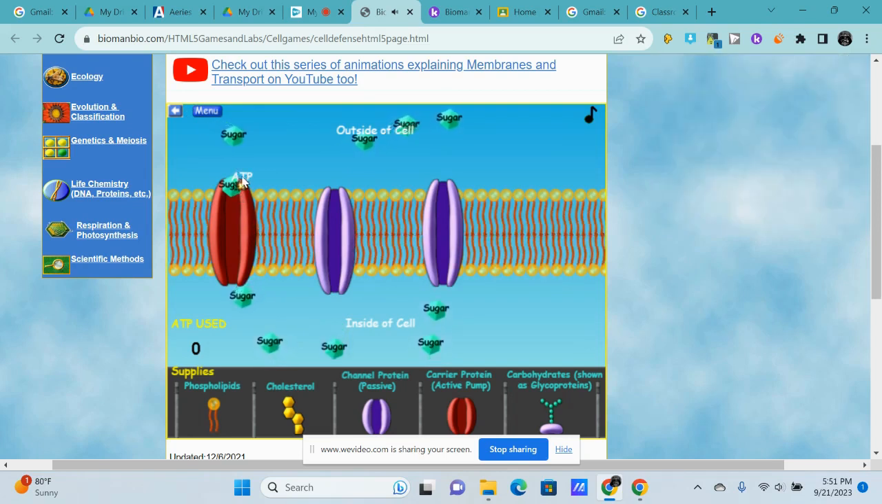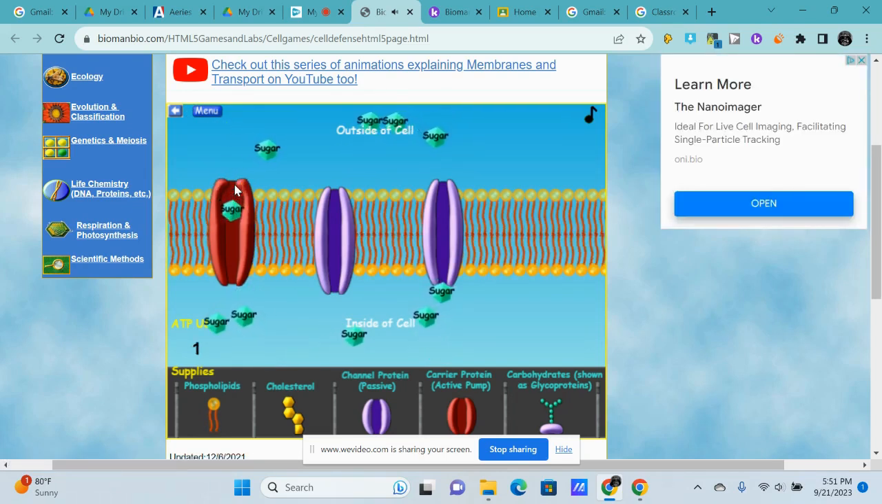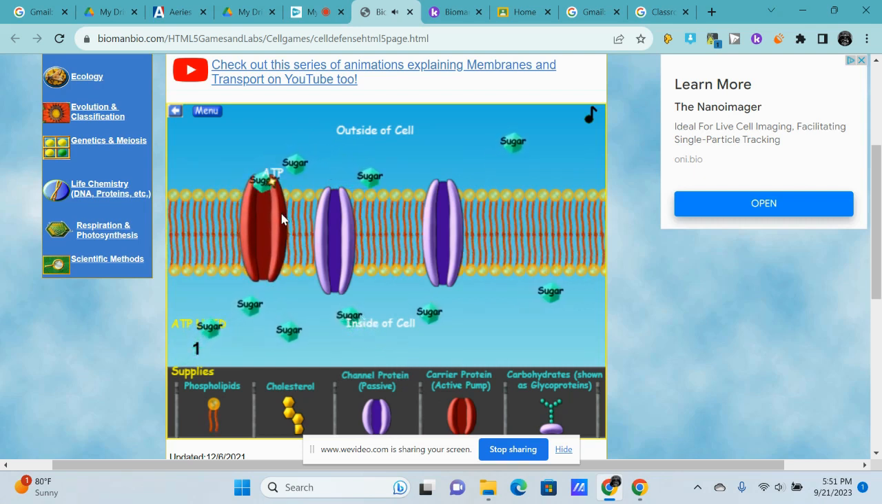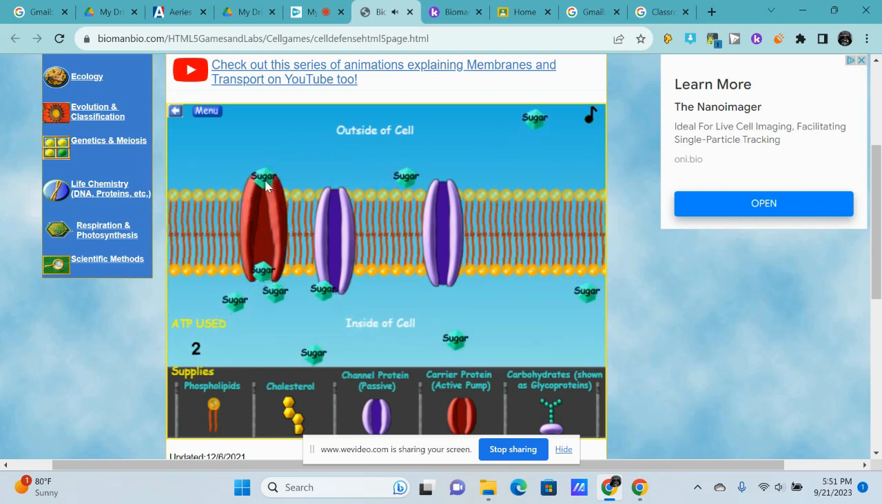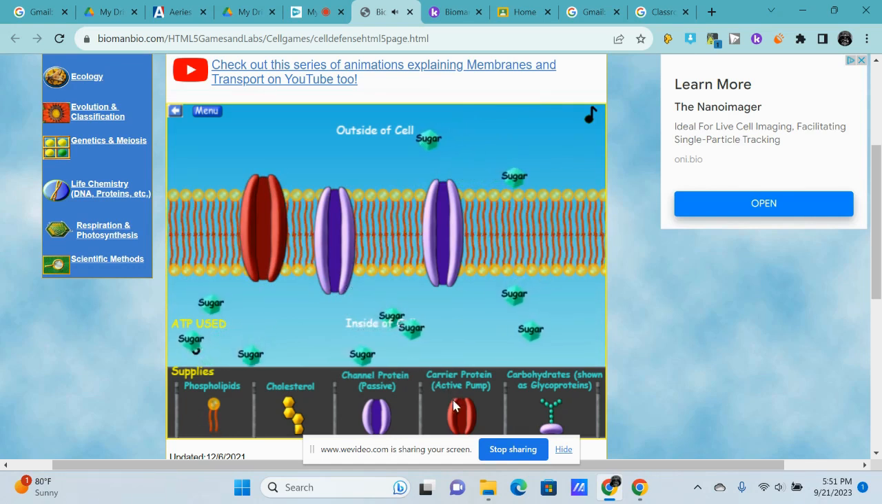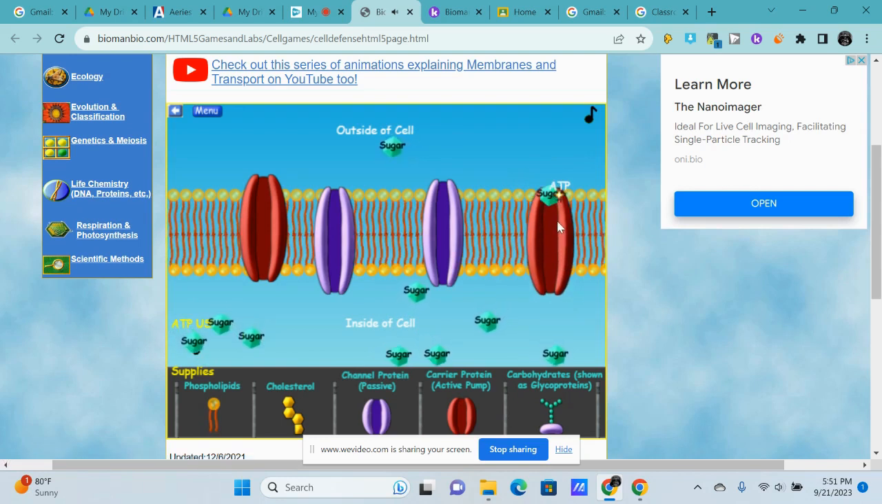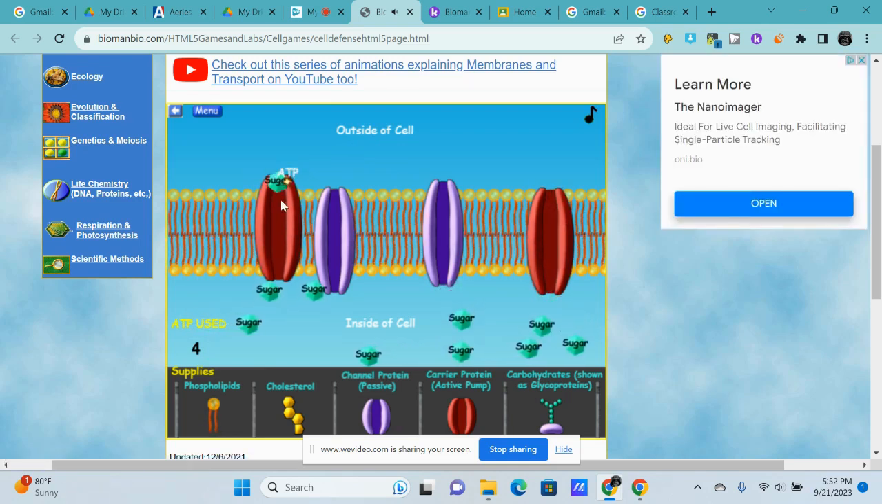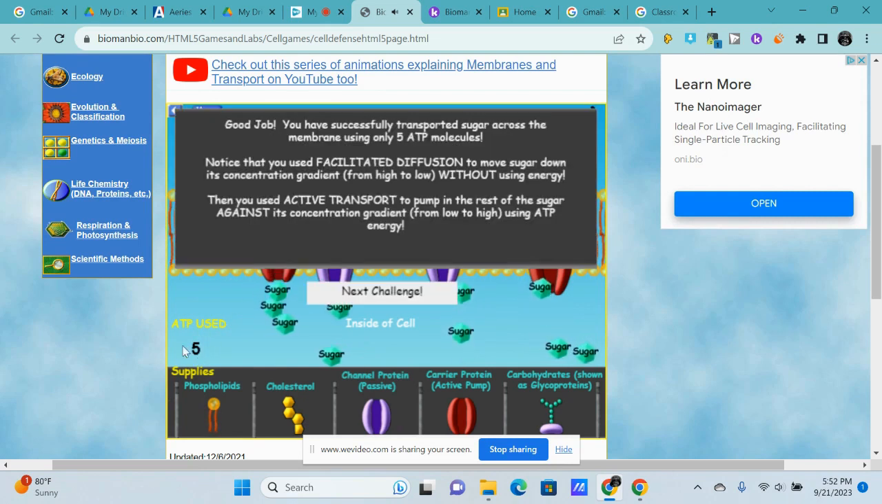Now look, when I pump them across, it takes ATP energy because these sugars don't want to go down there. They're like, there's a bunch of sugar. We don't want to go down there. It's too crowded. So now it's going to require energy to move these guys. Oh, I got it. Oh, there it went. All right. So now look, there's one, two, three, four, five, six, seven, 8. These guys are like, we don't want to go down there. There's too many of them down there already. But I'm going to make them go down there. And since I'm making them, it requires ATP energy. This is called active transport because it's requiring energy. And the last one, boom. So I used 5 ATPs. Good job, it says. Next challenge.